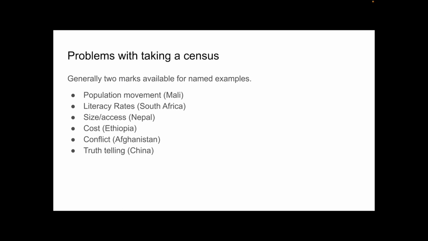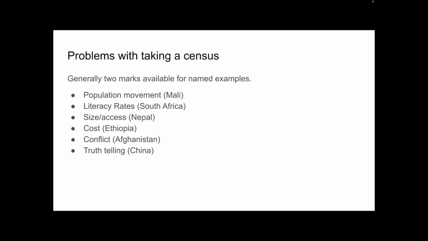Truth telling is there as well. Some people might be scared. They don't know why the government wants the data, so they might not actually tell the truth, so it's not valid. And obviously I've put China as an example there. There's one that I've actually not put on this list, which is multiple languages. So you get some countries where it costs a lot of money because they have to put it in many different languages. And I think actually when I was going through that list, I missed Ethiopia there.